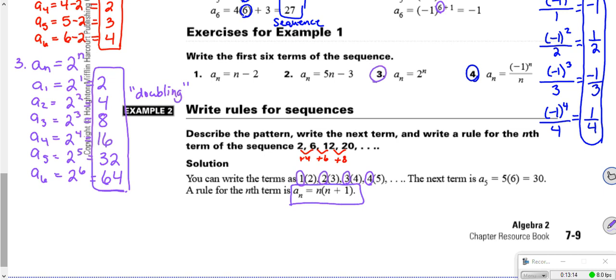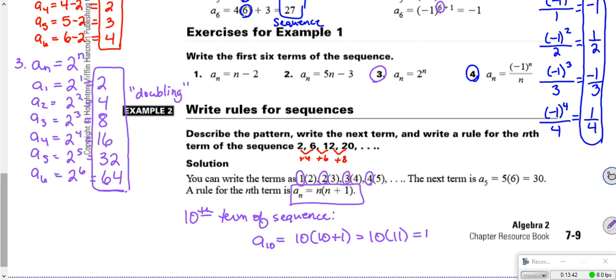The reason why we use the n, it's kind of like the index, it's just the generic one. So if you wanted to find the 10th term of a sequence, and there are problems like this all over the ACT test, the 10th term of a sequence, that would be a sub 10 equals 10 times 10 plus 1. So 10 times 11 is 110.